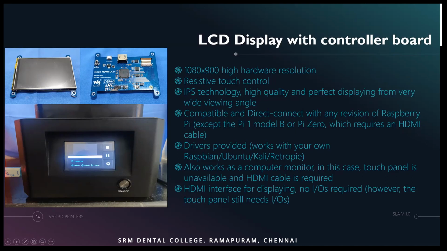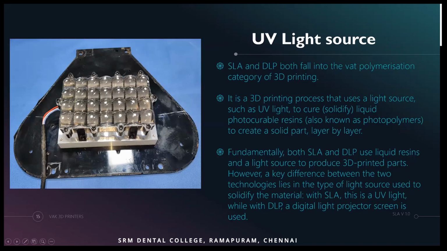And here we have the LCD display with controller. This is the display and this is the controller. We have used only HD, where even 2K and 4K is available. This is resistive touch control, and we just need to know how much of a finish we get with the help of this HD display. Furtherwise, we can extend the process by using 2K and 4K displays.